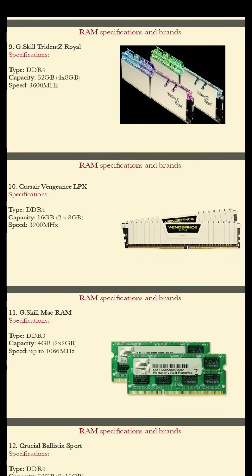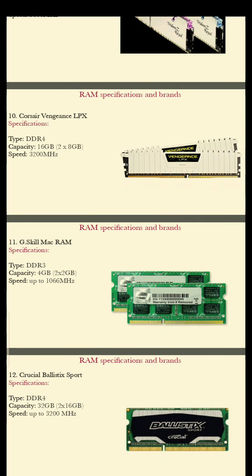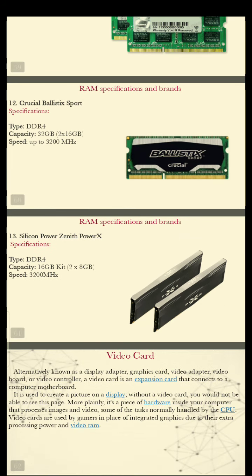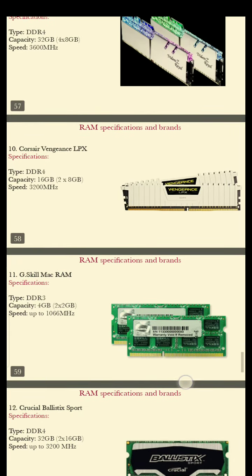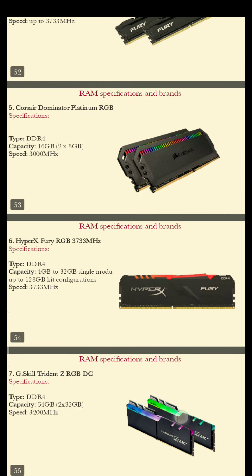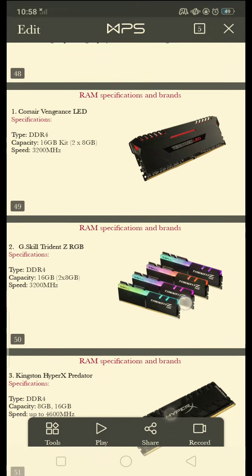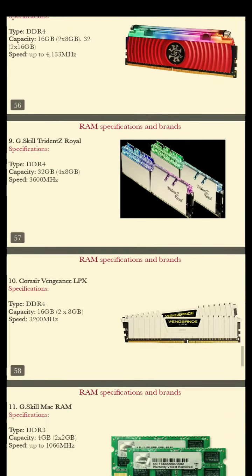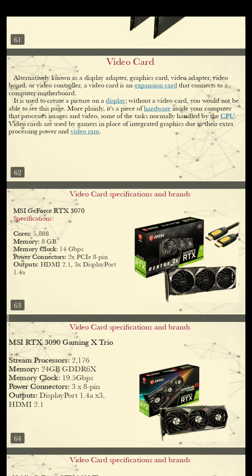10 Corsair Vengeance LPX. 11 G.Skill. 12 Crucial Ballistix Sport. 13 Silicon Power Zenith Power X. So, those are the specifications and brands of RAM. The pictures and the specifications were added. So, there are 13 RAM specifications and brands. So, let's proceed to the video card.